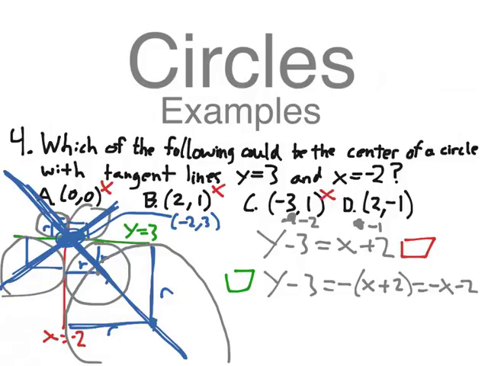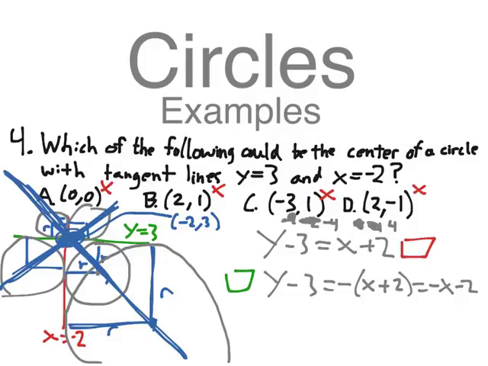Now let's look at D. For D, x is equal to 2. 2 plus 2 is 4, and y is equal to -1. -1 minus 3 is -4. -4 is not +4, so that does not work with the red equation. We still have one more equation to check with, so let's try the green equation now.